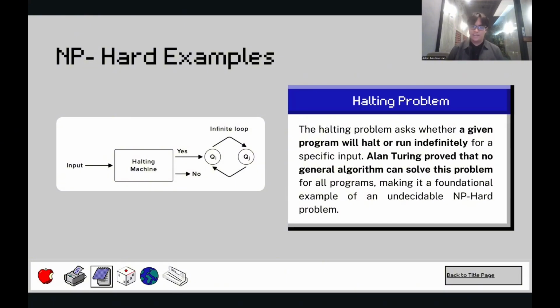This was actually proven by Alan Turing, who first proposed that this problem does not have a general algorithm that can solve it efficiently, making it one of the foundational examples of an NP-hard problem that is unsolvable altogether. And yeah, that basically concludes what an NP-hard problem is.